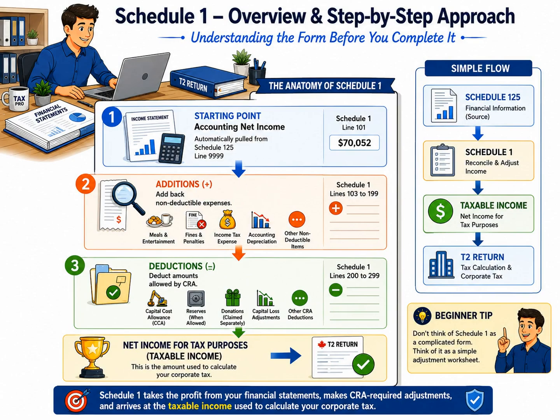The first step in completing Schedule 1 is understanding its overall structure. Although the form may look large at first, it's actually organized into 3 simple sections that follow a logical sequence. Everything begins with the corporation's accounting net income. This amount comes directly from the financial statements, specifically Schedule 125, and is usually transferred automatically into your tax software. Think of this as the starting point for all tax adjustments.